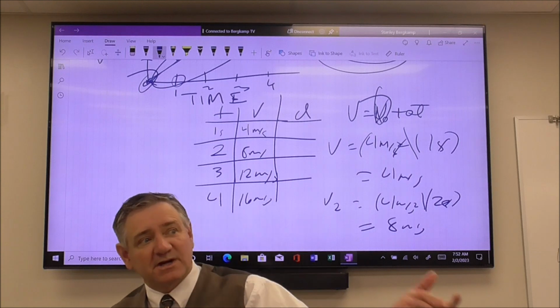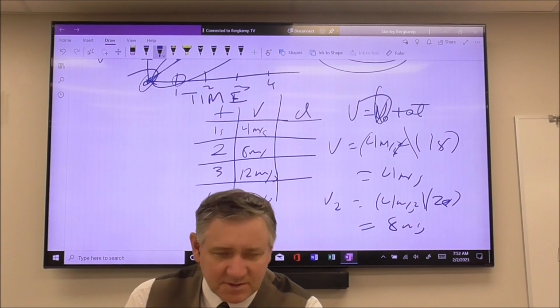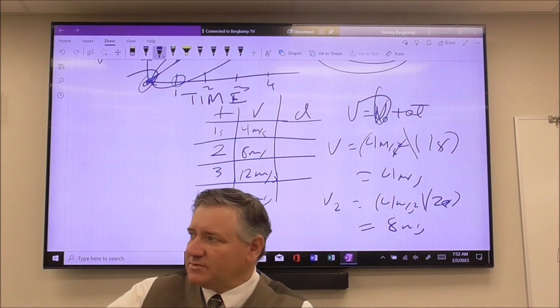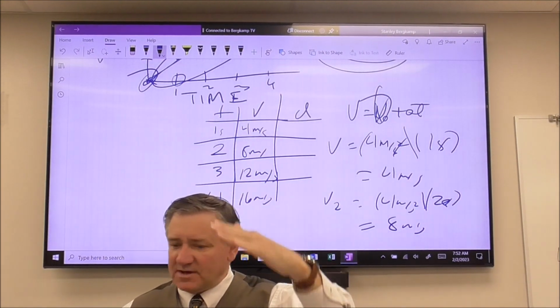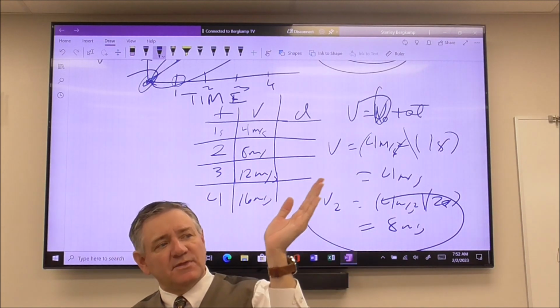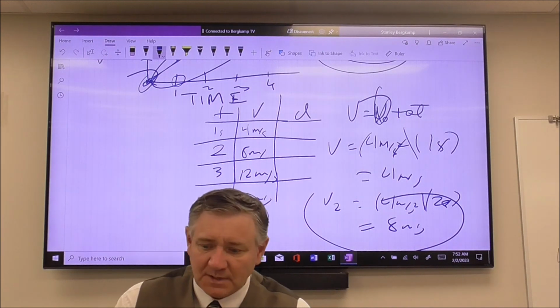So if you're a formula kind of person, it's like, Mr. Burkamp, I like punching numbers into formulas. Good for you. Okay, the world needs people like you. You can do it that way. Okay, you can draw the graph, figure out the slope of the line, figure out how fast you're going. You can do a formula. I don't care. Pick the one that makes the most sense to you. Okay, so we got that one done.